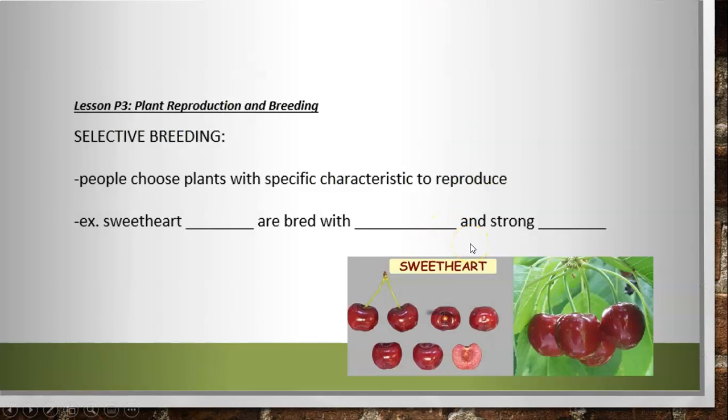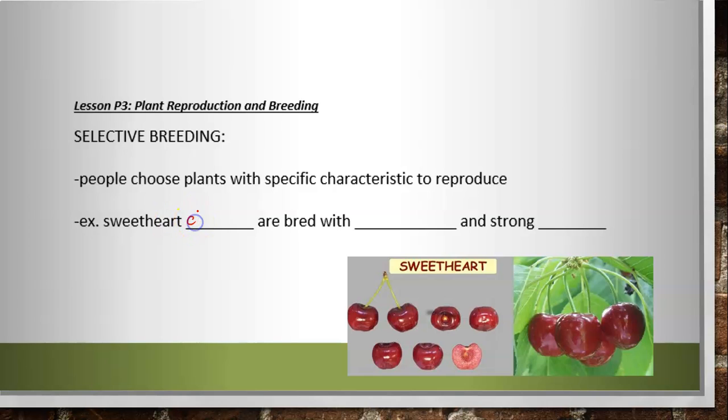First thing when we talk about this is that people can choose plants with specific characteristics to reproduce. And so what they do is they breed those plants, and not other plants, and they are choosing those characteristics in order to go on to the next generation.